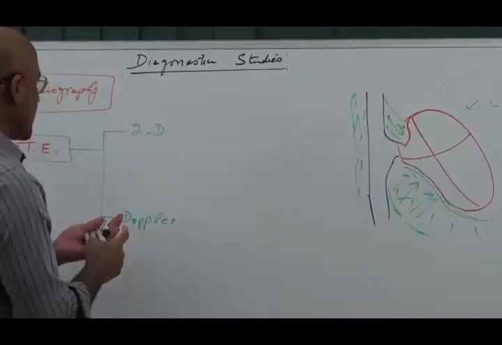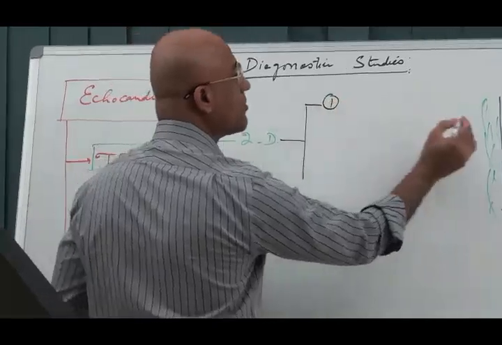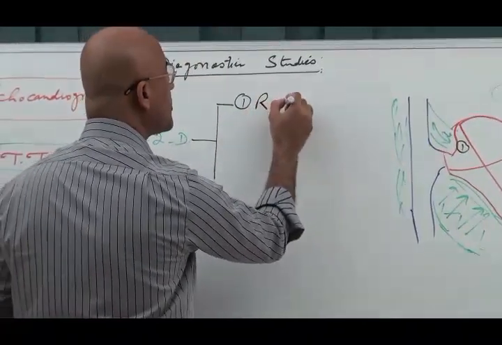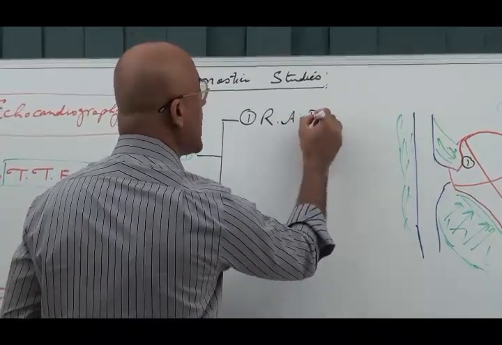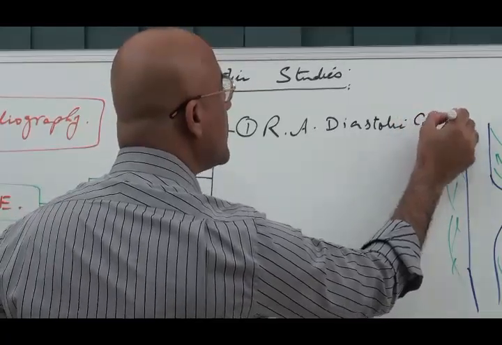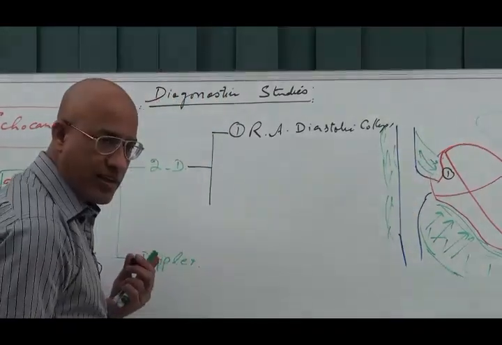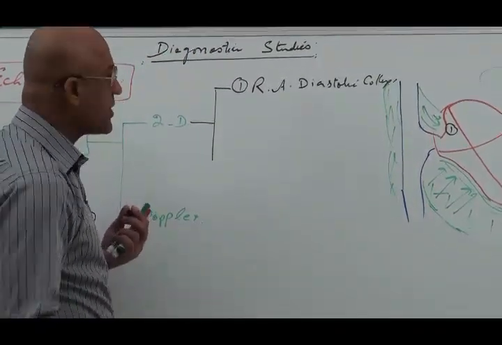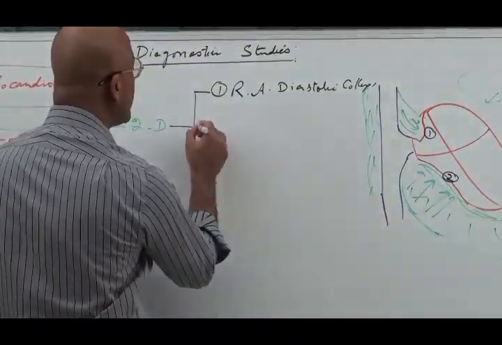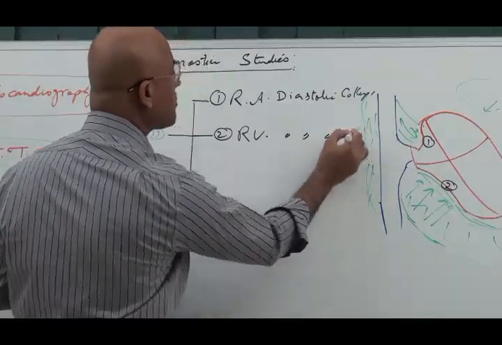So first feature we can say like that, one by one we talk about. That first thing we start from here. This is the first finding. What is this? Right atrial diastolic collapse. Collapse. During diastole, when pressure low is here, pericardial pressure will push it in, or diastolic compression. Number 2, this is the feature. What is this? Right ventricular diastolic collapse or compression.